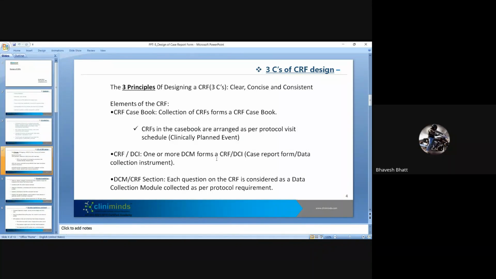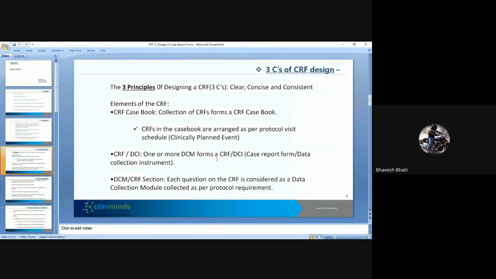And consistent means that if there is a particular format or a particular type of question that is repeated or needs to be collected at every visit, it has to be in a consistent form. Let's say if it is a date, it should always be DD-MMM-YYYY, or if it is MM-DD-YYYY, it is going to be the same across all the visits. So that's where we are defining the three principles as clear, concise, and consistent.